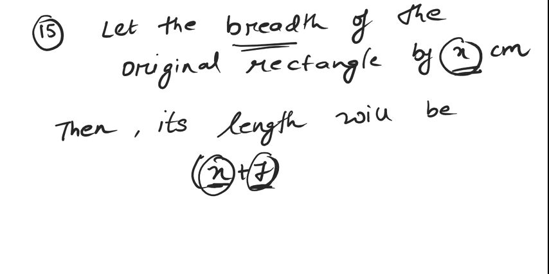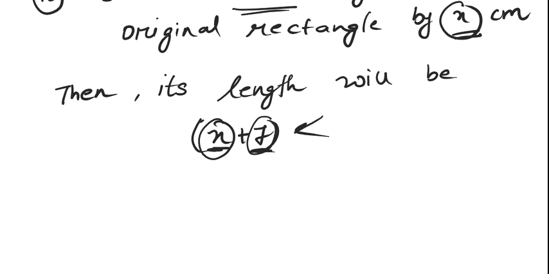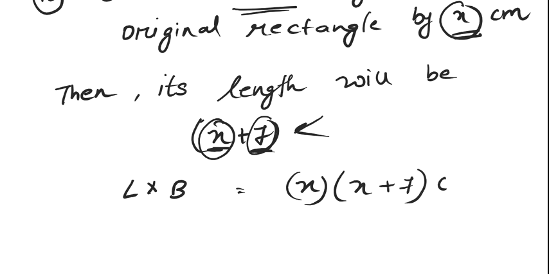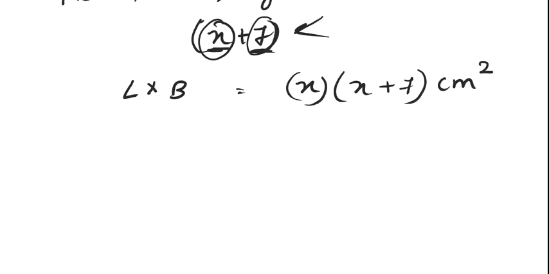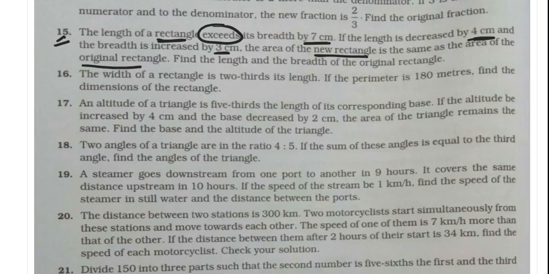I got the breadth, I got the length. So I will get the area of the rectangle. Area of the rectangle is length into breadth, that is x into x plus 7 centimeter square. So this is the area of the original rectangle. Clear? Now we need to find the length and breadth after changing a few details. They are decreasing the length by 4 centimeter and increasing the breadth by 3 centimeter.